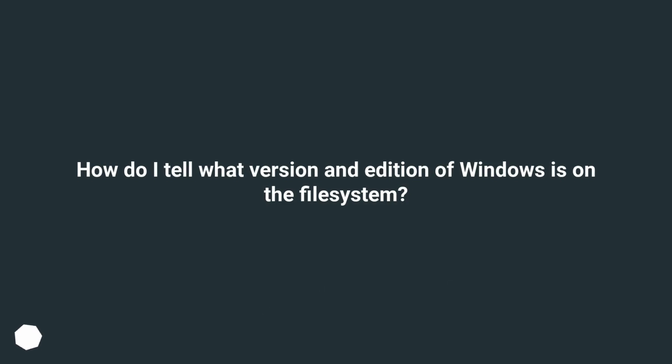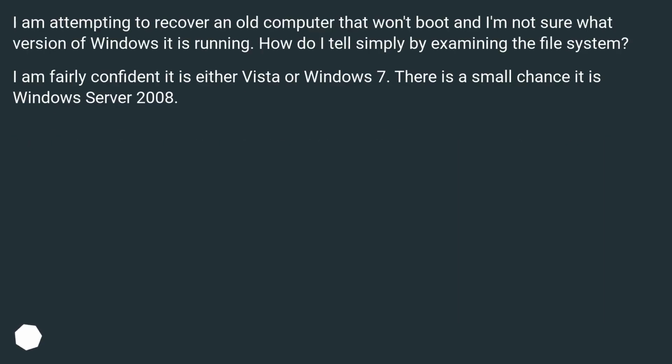How do I tell what version and edition of Windows is on the file system? I am attempting to recover an old computer that won't boot and I'm not sure what version of Windows it is running. How do I tell? Simply by examining the file system. I am fairly confident it is either Vista or Windows 7. There is a small chance it is Windows Server 2008.